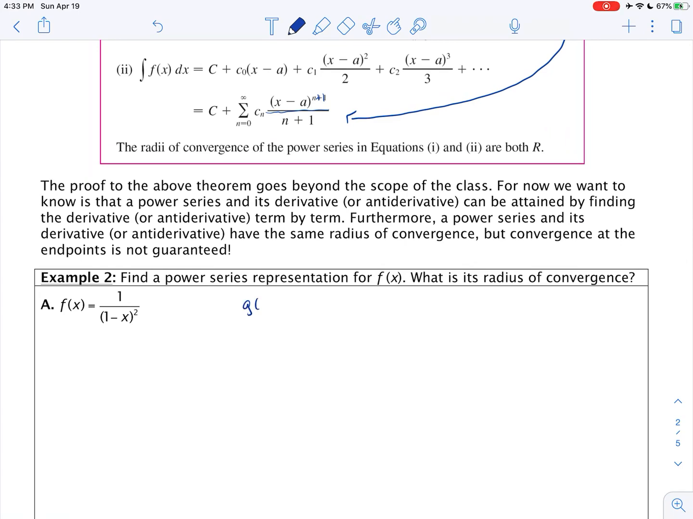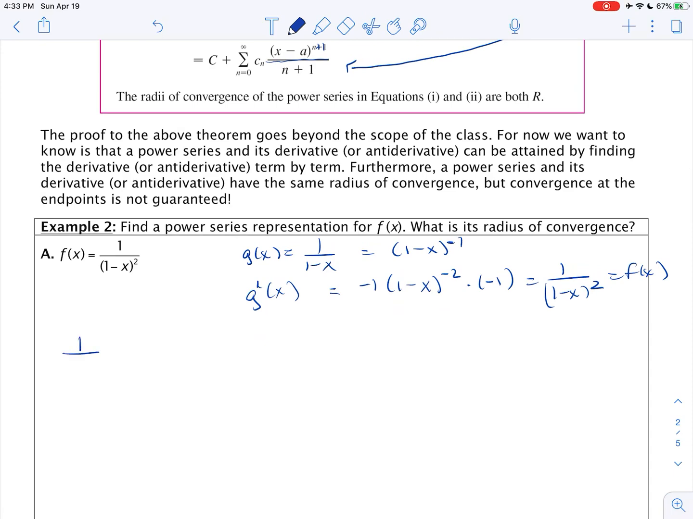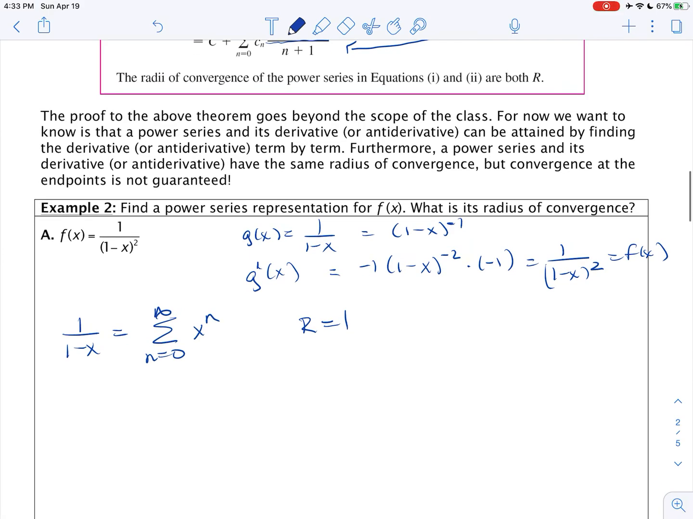All right, so I notice here, if I take my g of x equal to 1 over 1 minus x, if I rewrite that as 1 minus x to the negative 1, I notice here that the derivative of my function is going to be minus 1 times 1 minus x to the negative 2, but then times the derivative of the inside, and this ends up being a negative times a negative is a positive, and if I move my negative exponent down to the denominator, I get 1 over 1 minus x squared, which is my f of x. So I do see that 1 over 1 minus x does equal the sum from n equals 0 to infinity of x to the n, and we do know that r here is equal to 1, our radius of convergence.